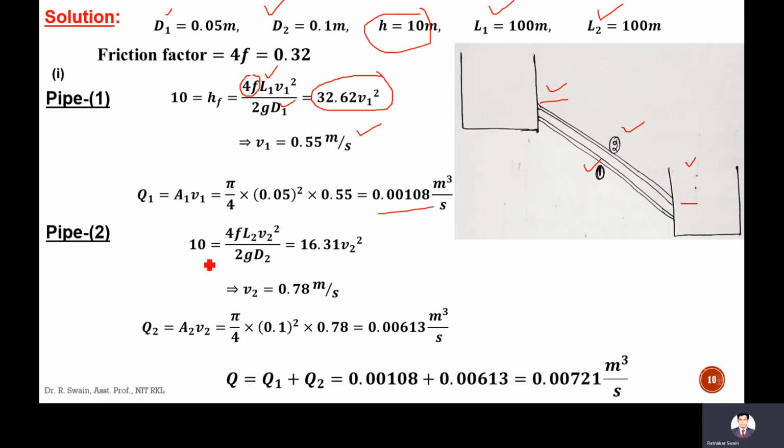And here HF2 is also 10, that is 4FL2 V2 square by 2 GD2. So if you put all the values, then you will get V2 as 0.78 meter per second, and Q2 as 0.00613 meter cube per second. So total discharge will be Q1 plus Q2, the summation of these two discharges, which is 0.00721 meter cube per second.